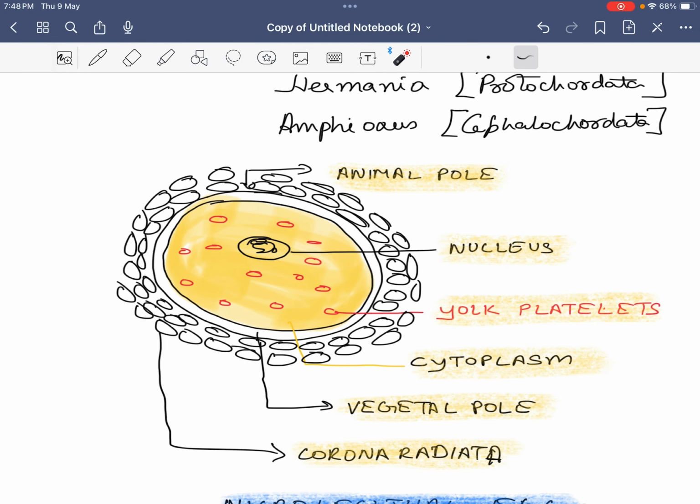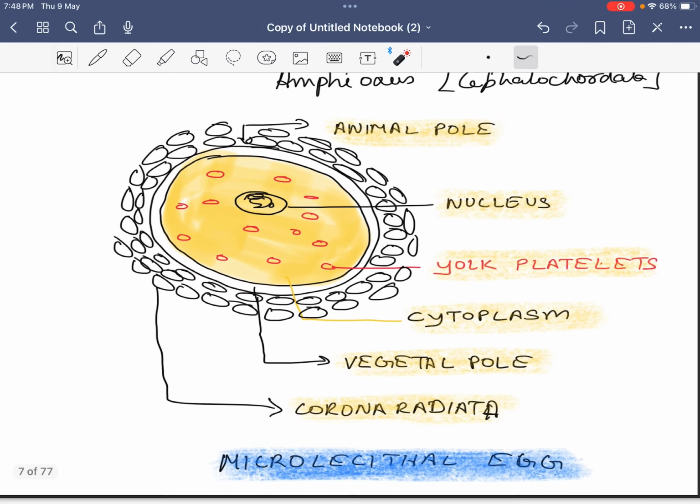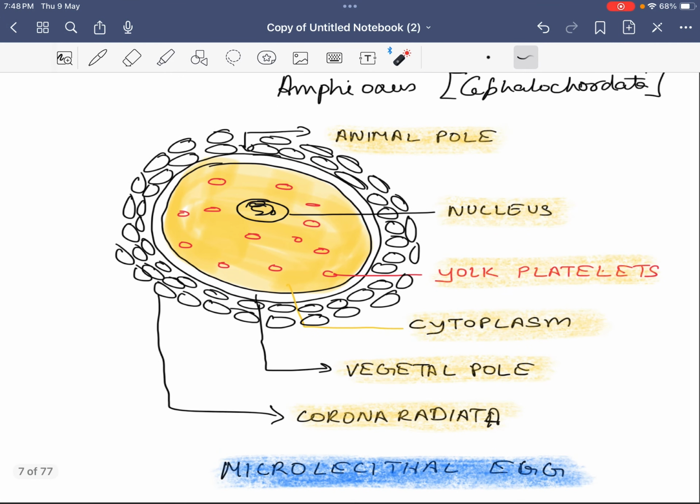This is a typical example of a microlecithal egg, where you can see the red color I am drawing here. Those are the yolk platelets. They are just distributed throughout the cytoplasmic region of the egg, but the yolk quantity is very small, negligible. Since it is a negligible yolk quantity, you call it a microlecithal egg.